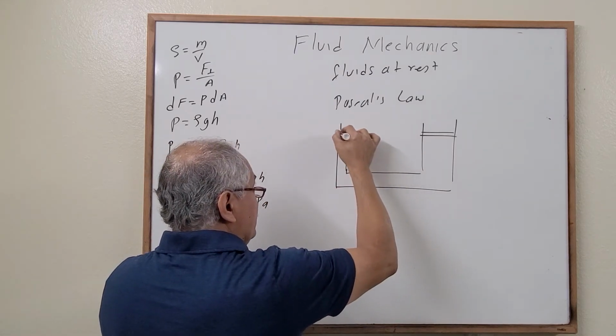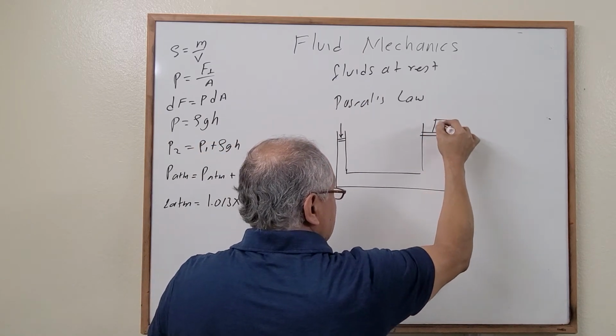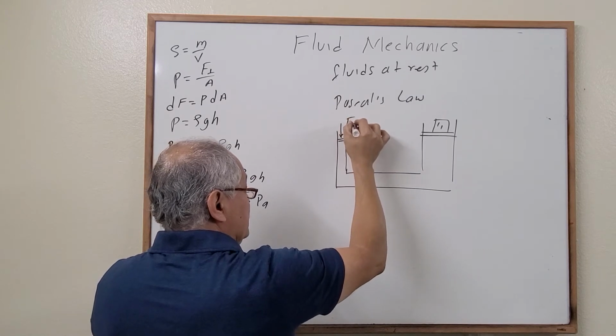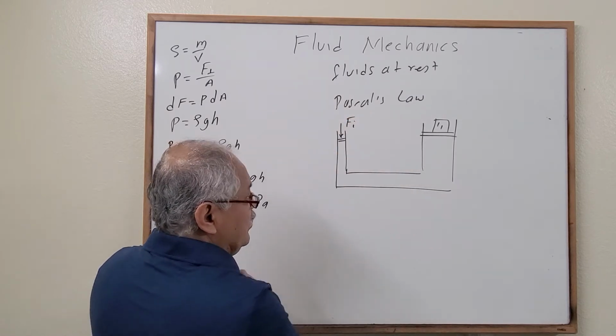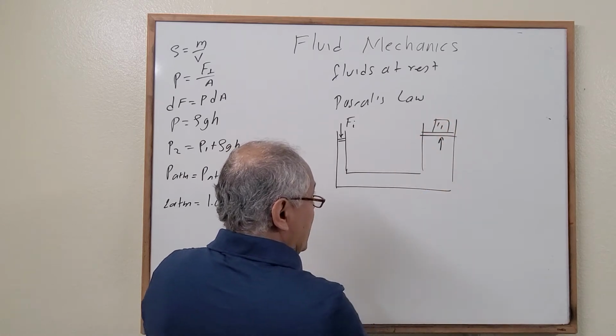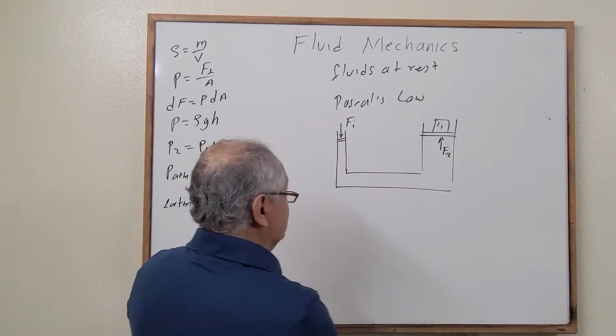Imagine that we press. We have a mass right here, which brings a force, and we have a force right here. Let's take this as the input force, and of course, let's hold this object, which has a force or weight, F2.